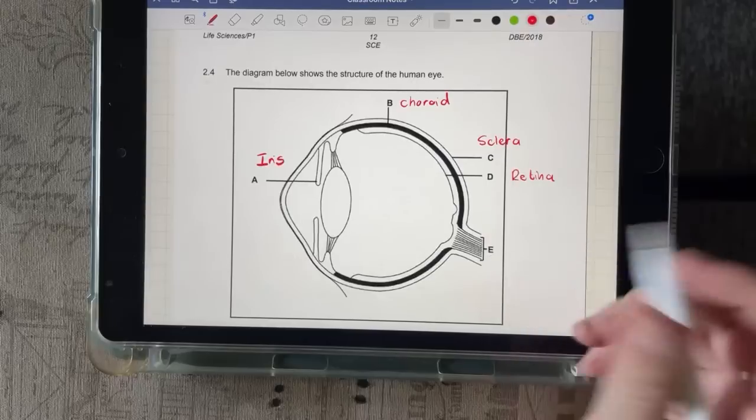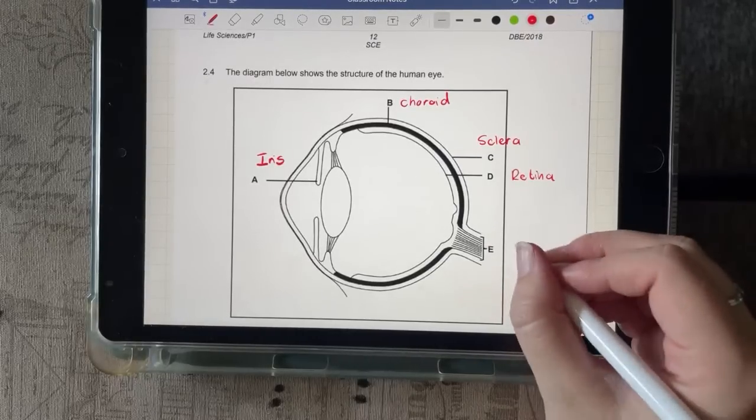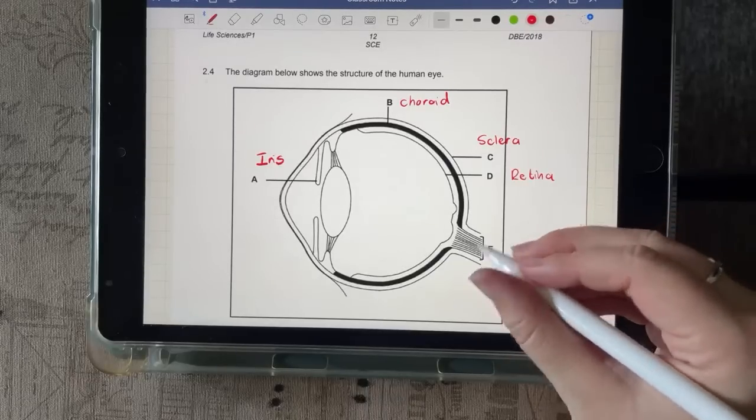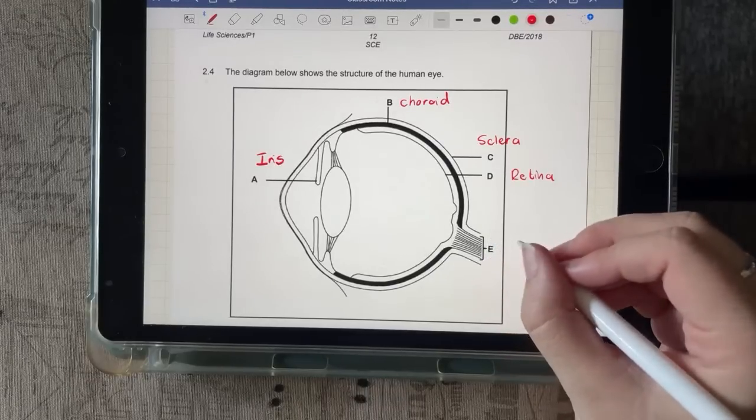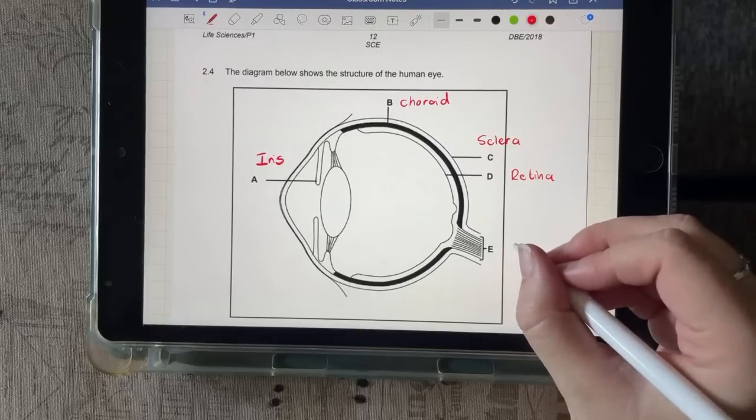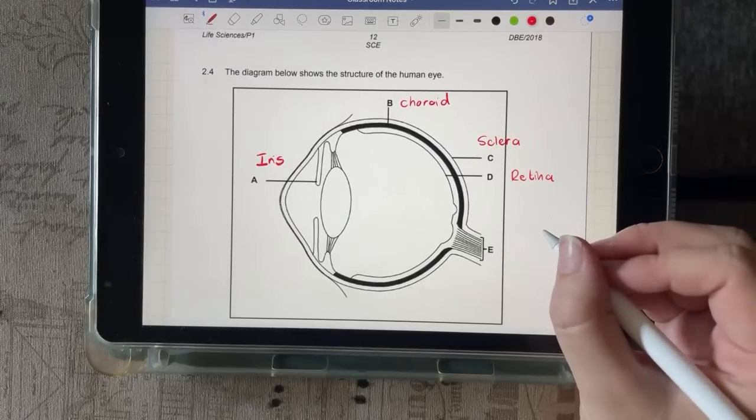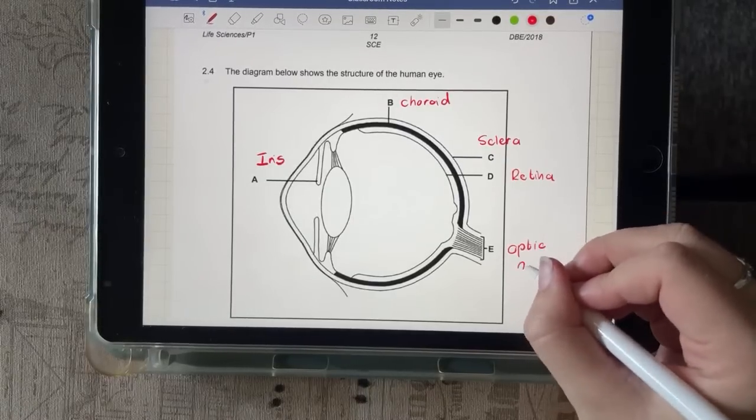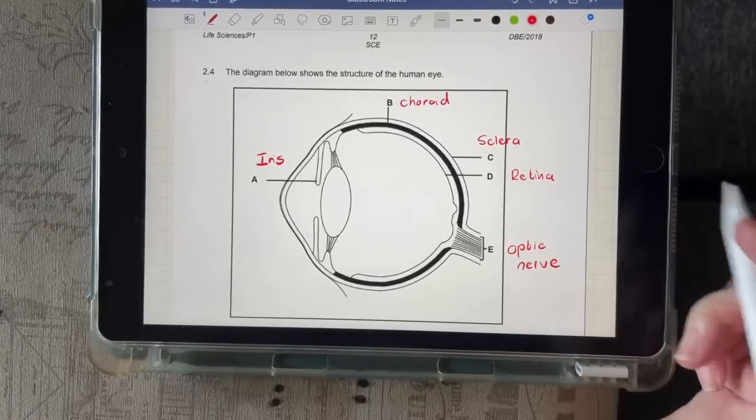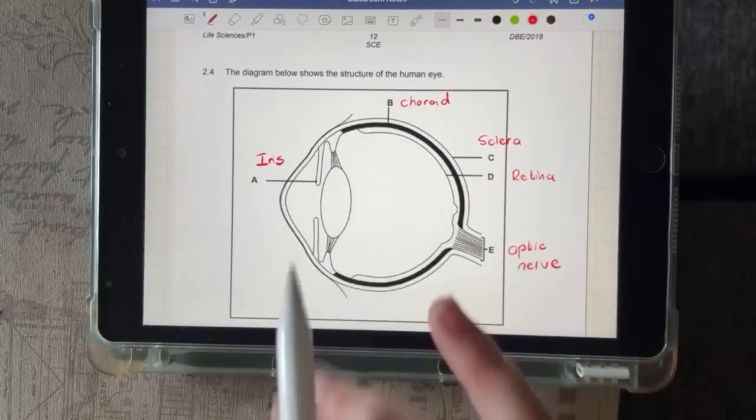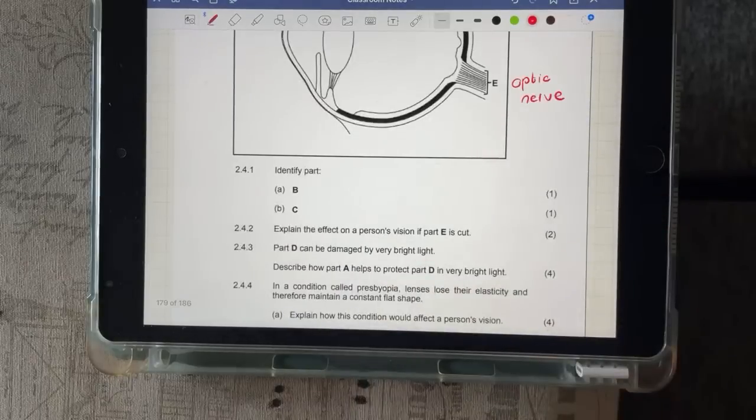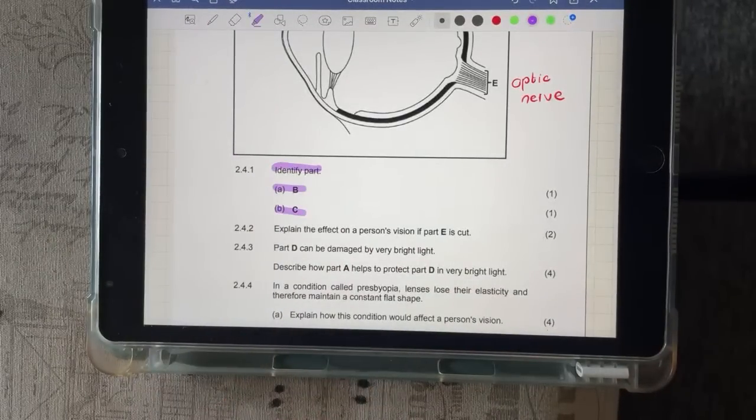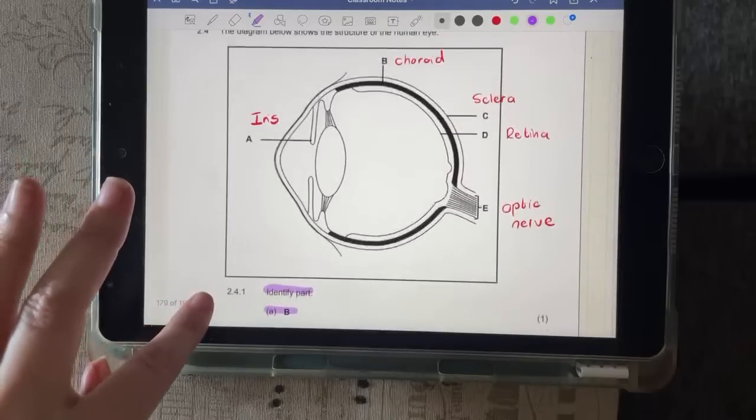And then I'm hoping we all know that E is the nerve that's going to leave out the back of your eye. There are so many names you could call this, but I would call it the optic nerve. It does have other names, but you can go with optic nerve. That's also good. Okay, so we've done the basics. Now let's move on to the harder questions below. Number 1 says we're going to identify part B and C, which, great, we've already done. So let's go back there one more time.